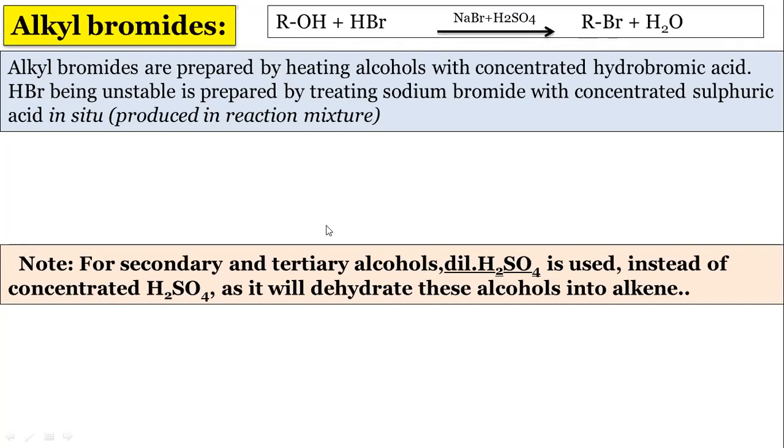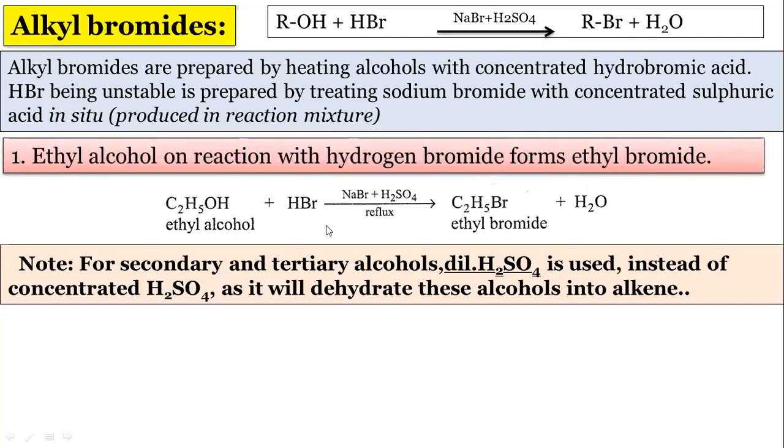So all the reactions of alkyl chloride and bromide are the same. The only change is that on the arrow we have to write sodium bromide plus H2SO4, reflux. For secondary and tertiary alcohols, dilute H2SO4 is used instead of concentrated H2SO4, as it will dehydrate these alcohols into alkenes.